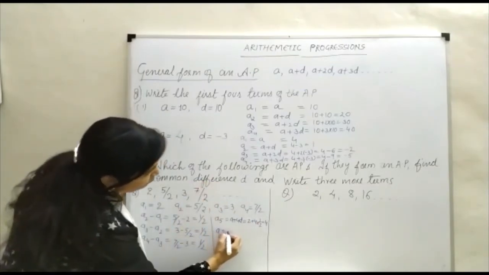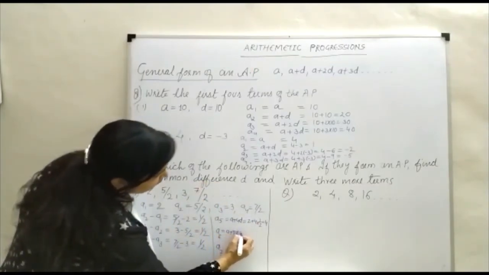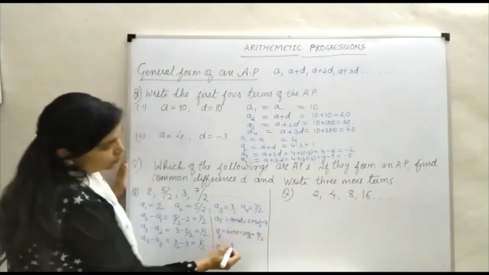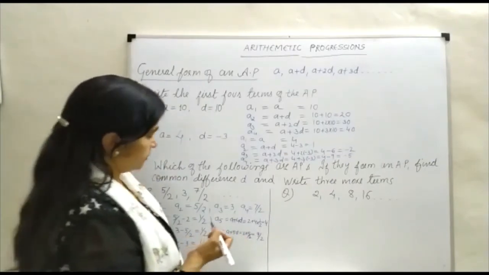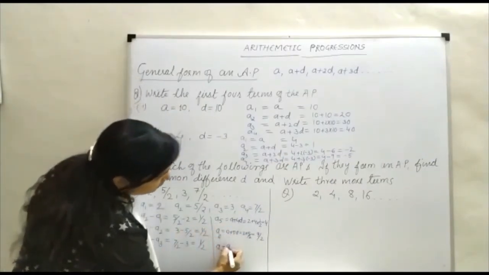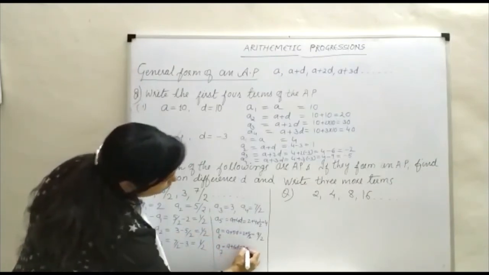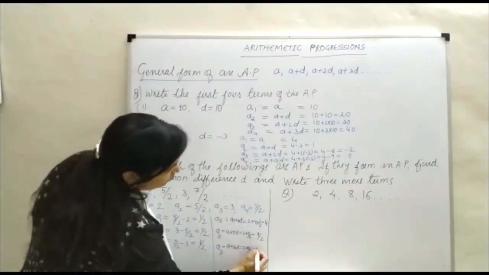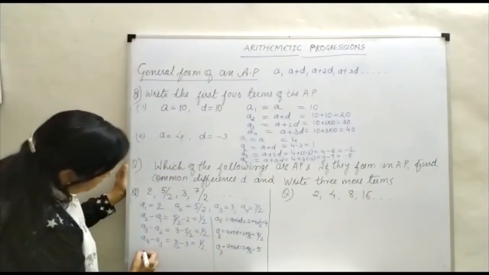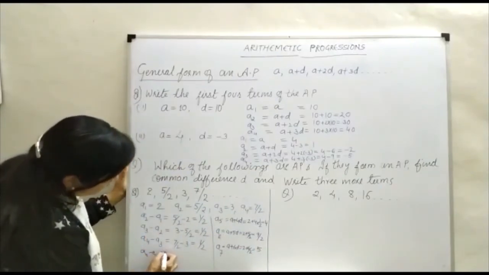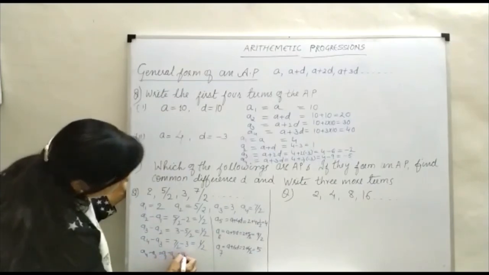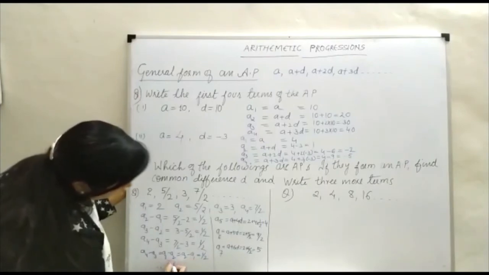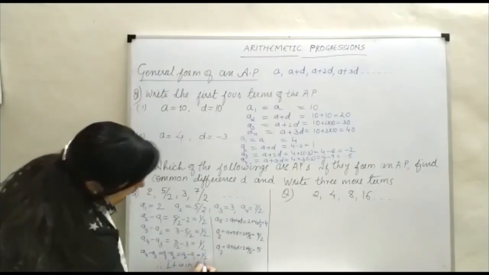So when you do that, what value do you get? 4. Again A6 will be A plus 5D. That is 2 plus 5 upon 2, that is 9 upon 2. 2 2s are 4, 4 plus 5 is 9, and that is 9 upon 2. Similarly, when you come to A7, that is A plus 6D, and this is 2 plus 6 upon 2, and that is 5. So here you will write that A4 minus A3 is equal to A3 minus A2 is equal to A2 minus A1 is equal to half, and therefore it is in AP.